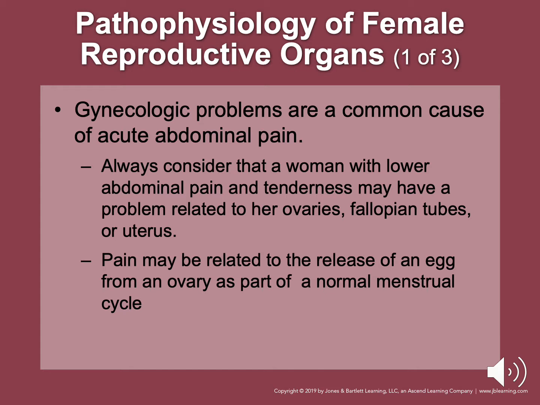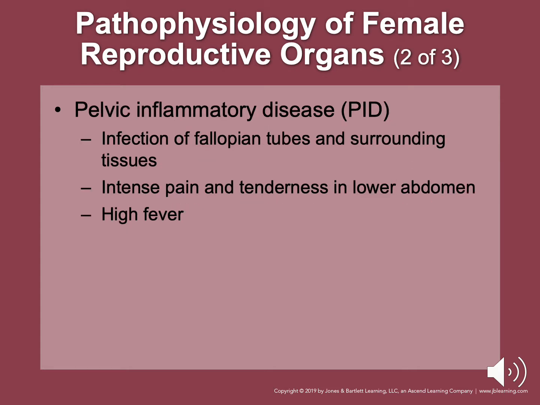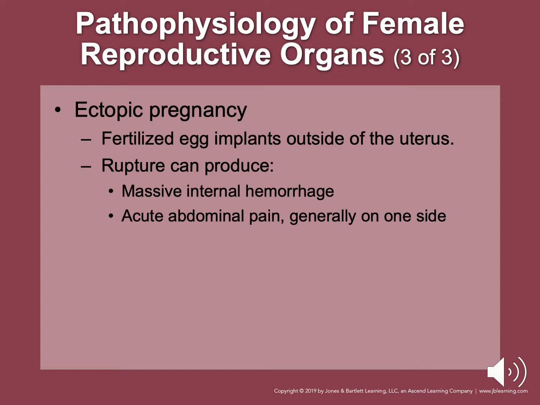Ectopic pregnancy: 1 to 2% of all pregnancies are ectopic. A fertilized egg implants outside the uterus, usually in a fallopian tube. The fallopian tube can only support growth of the fetus and placenta for about 6 to 8 weeks. Rupture can produce massive internal hemorrhage and acute abdominal pain, generally on one side. Acute abdomen may also be associated with the onset of hypovolemic shock.